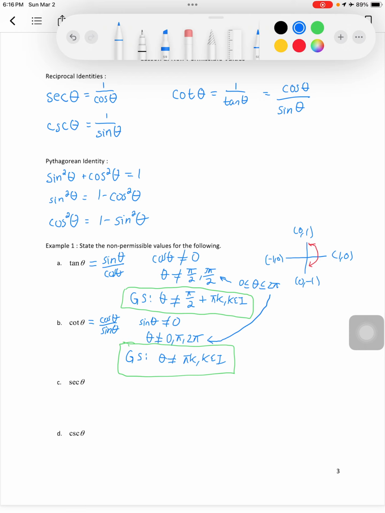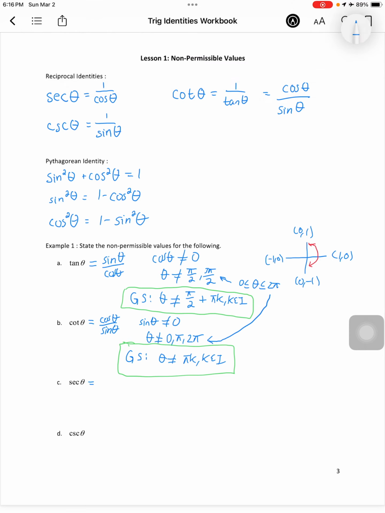Now for secant theta. So secant theta is equal to 1 over cos theta. That means cos theta cannot equal to 0. And this is the exact same thing as letter A. So we're just going to copy paste it. So theta cannot equal to pi over 2 plus pi k, k an integer.